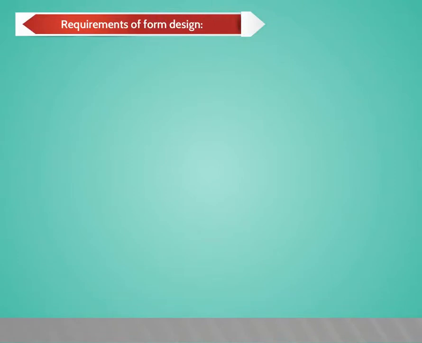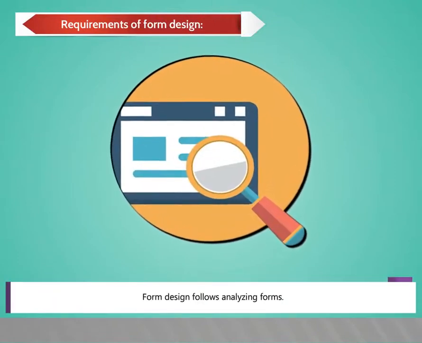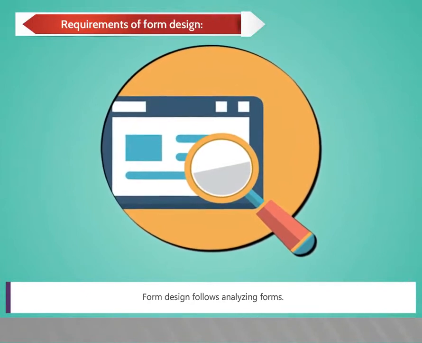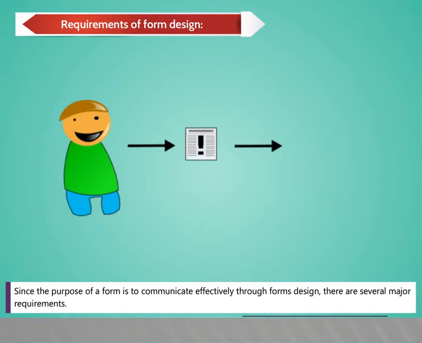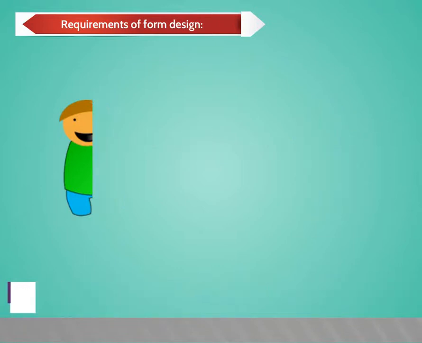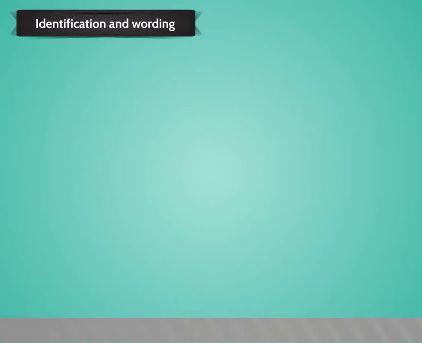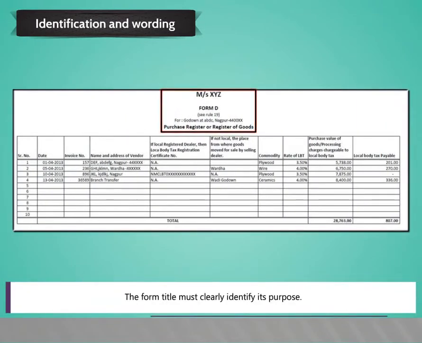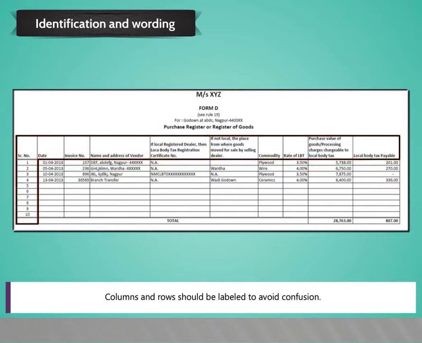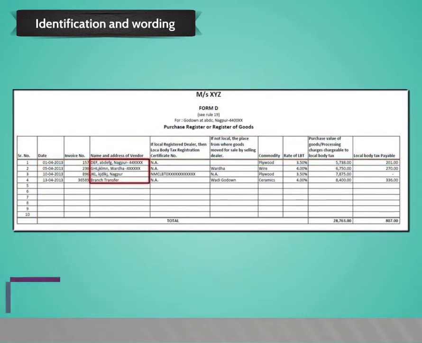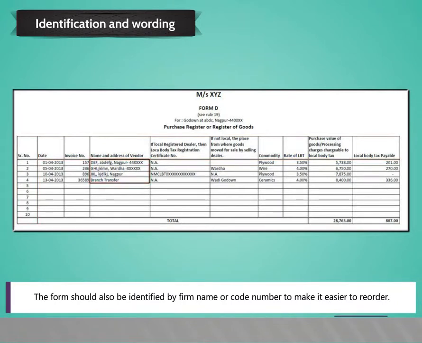Requirements of form design. Form design follows analyzing forms. Since the purpose of a form is to communicate effectively through forms design, there are several major requirements. Identification and wording. The form title must clearly identify its purpose. Columns and rows should be labeled to avoid confusion. The form should also be identified by firm name or code number to make it easier to reorder.